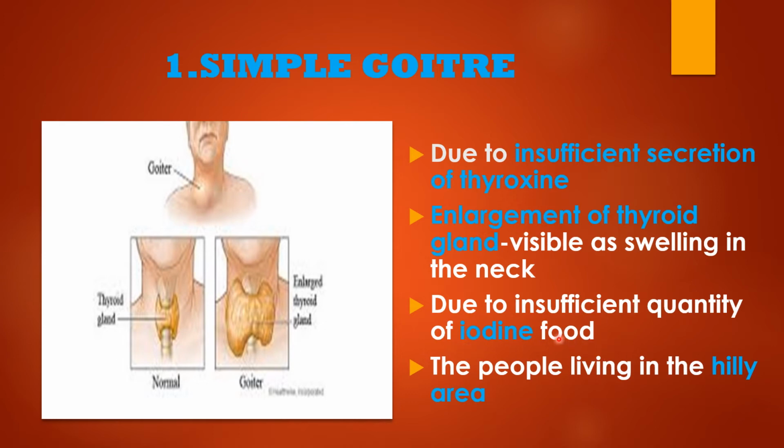iodine food. Then for the production of thyroxin, which element is very essential? Iodine. Iodine is very essential. If there is less amount of iodine or insufficient quantity of iodine food, what will occur? Simple goiter. This iodine food is deficient for the people who are living in the hilly area. Those who are living in the hilly area, commonly we can see simple goiter.